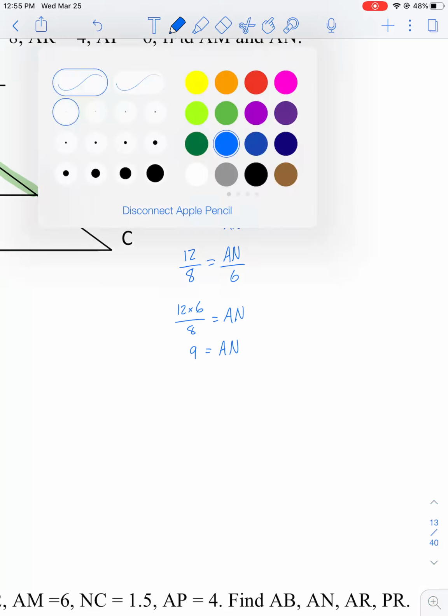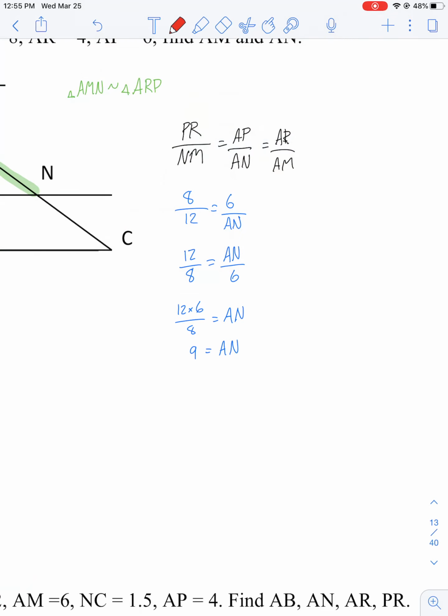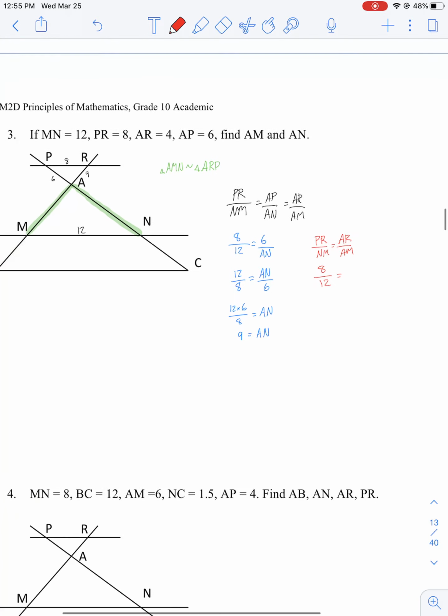Now we can take a look at my second fraction I'm going to work with. I'll write it again just so we're absolutely clear. But my PR over NM, I'm going to now use my AR over AM. So that's my ratio of my bases, which is 8 over 12. Needs to be the same as the ratio of my other two side lengths. My other two side lengths, AR, scroll to see that, is 4 over AM, which is our unknown.